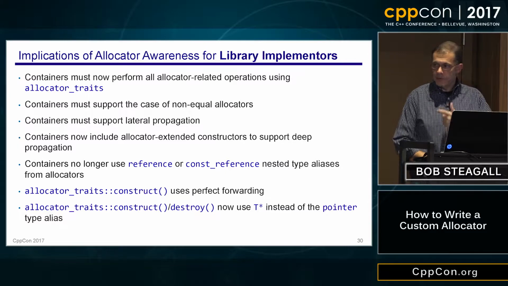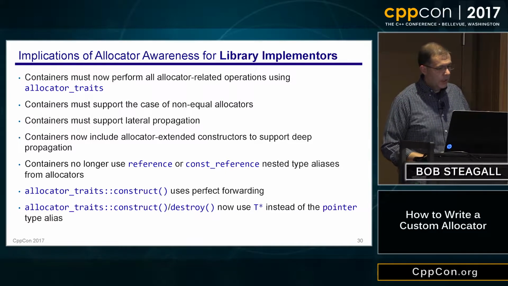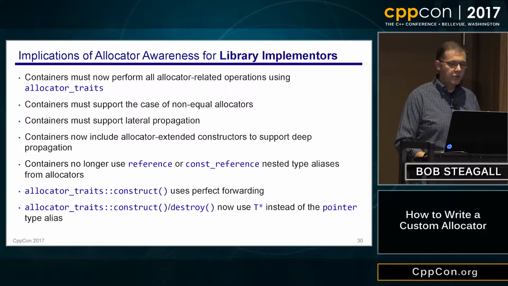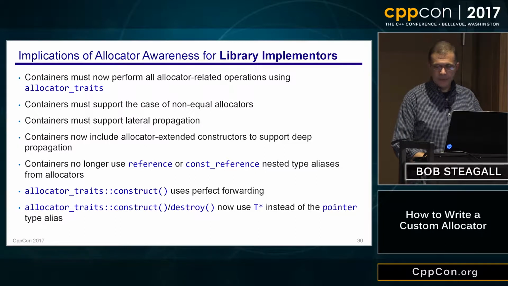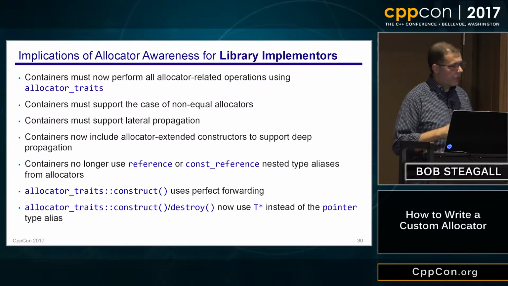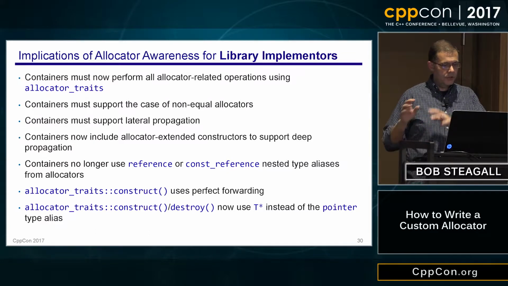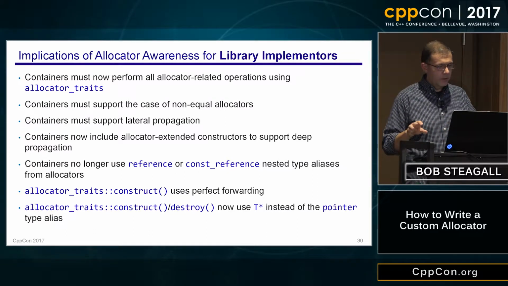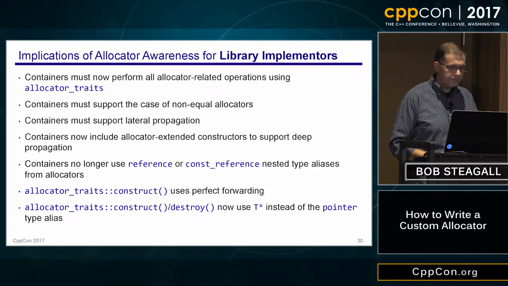For library implementers, they really had their work cut out for them. Containers now had to be rewritten to perform all of their operations using the allocator traits template. They had to support non-equal allocators. Over the years, they started to support non-equal allocators, but now they're required to. They had to support lateral propagation in copy, move, and swap operations. And they also included a new set of constructors called the allocator extended constructors to support deep propagation. Again, I'm not going to really mention those today.